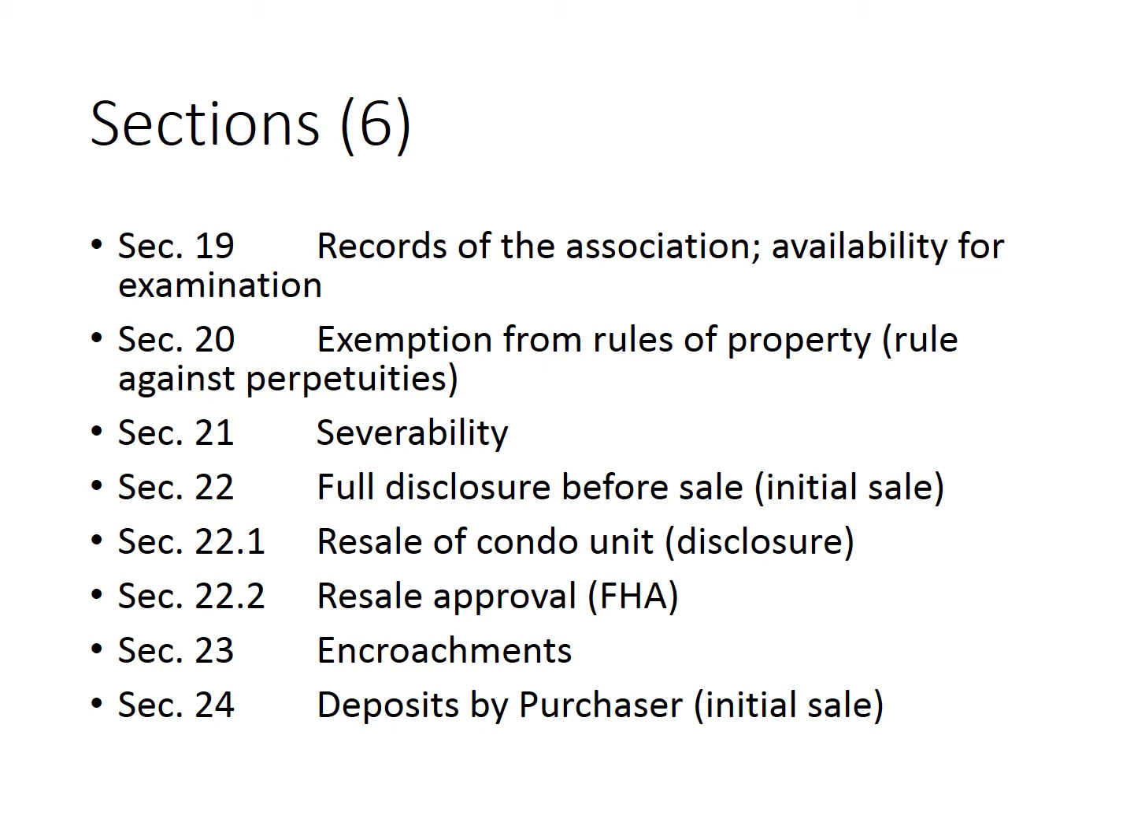22.2, resale approval. That says basically that the condo association may not exercise a right of refusal on the basis that the purchaser's financing is guaranteed by the FHA. 23, encroachments. This explains what happens if you have the common elements encroaching upon a unit.